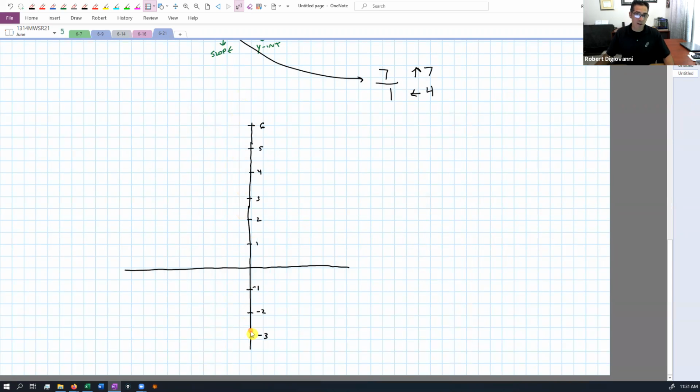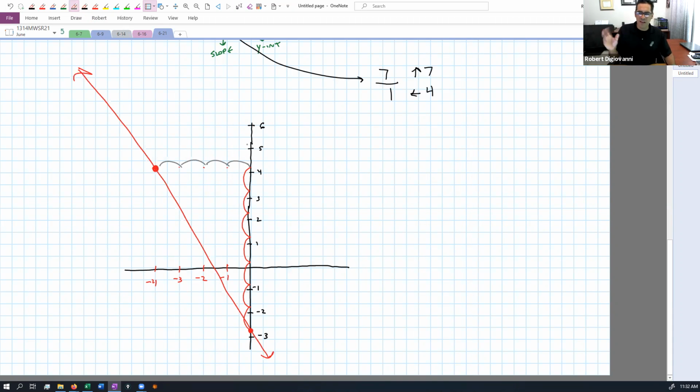Now remember, we're starting from this red dot and we're moving up 7. So watch me do this. I'm going to jump 1, 2, 3, 4, 5, 6, 7. Okay, that's jump up 7, and then to the left 4: negative 1, negative 2, negative 3, negative 4. So I'm going to jump over from there. I should be right around here. And then we just draw a straight line. That makes sense, everyone? It's a little weird when you get decimals because you can't be real precise, but we try and get as close as we can.